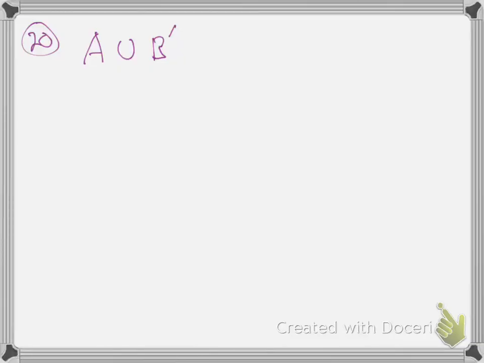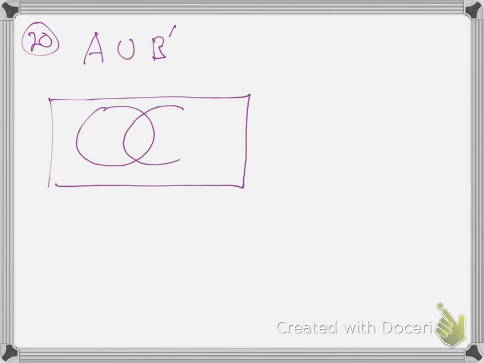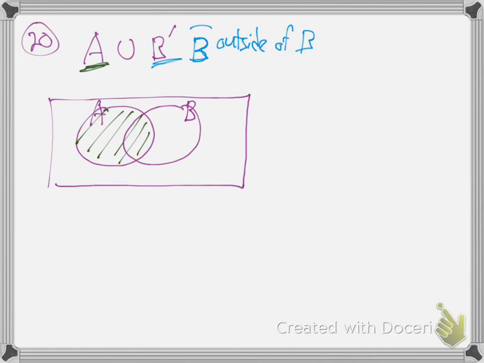Okay, so here on number 20, they want me to do a Venn diagram for A union B complement. So this is A, this is B. Okay, so I'm going to do it in 2 stages. First off, circle A, so I'm going to just do everything that's in A. There's all of A. I'll do in a different color, B complement. That means B bar.